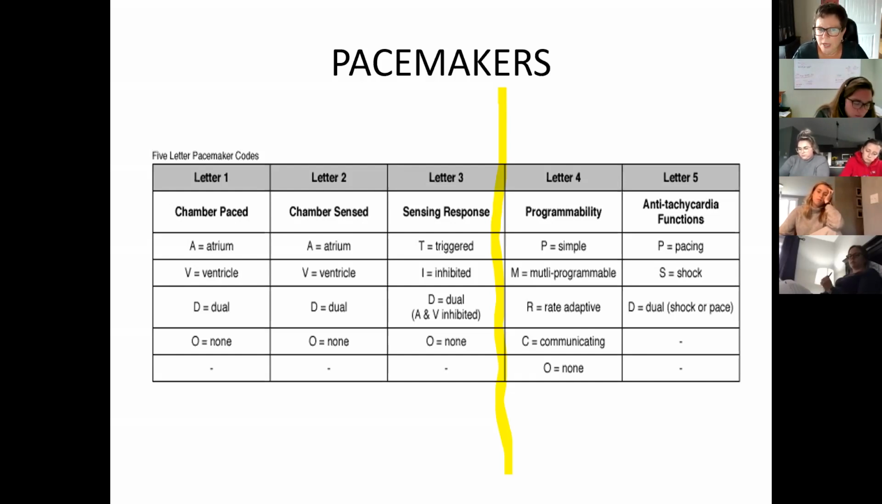So the very first letter in this sequence is what chamber is paced. And so A, obviously atrium, V, ventricle, D means dual. You're never going to have an O in the first place because that's what a pacemaker does. It paces. So it's going to do something in a chamber. Most commonly, temporary pacemakers will have a V in the first position.